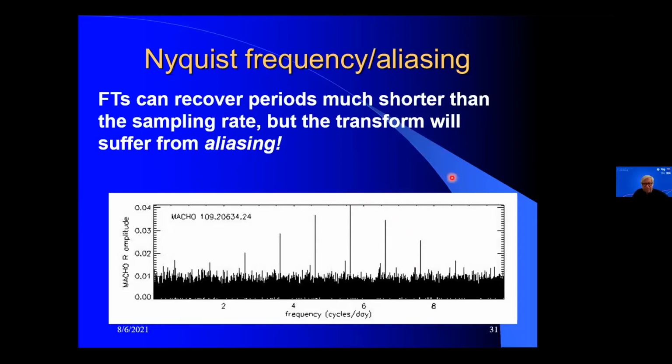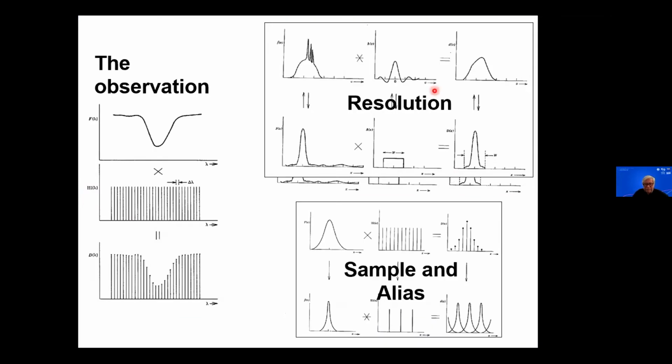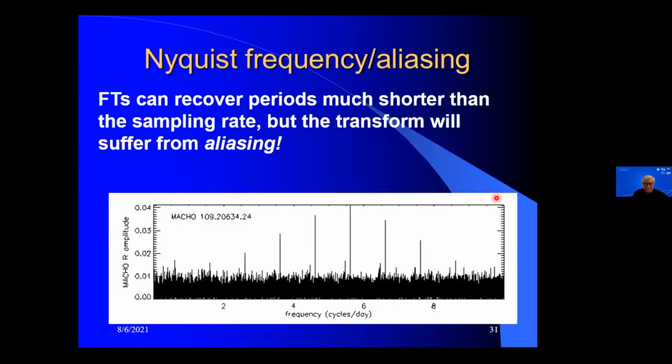So the Fourier transform can recover periods much shorter than the sampling period, but the transform will suffer from what is called aliasing. Once again, compromising between resolution and window span is very important in order to get the most optimized result, and this comes actually before the observation. Once again, you have to be keen enough to look not only into the data, but at how the data is obtained. It is very important.